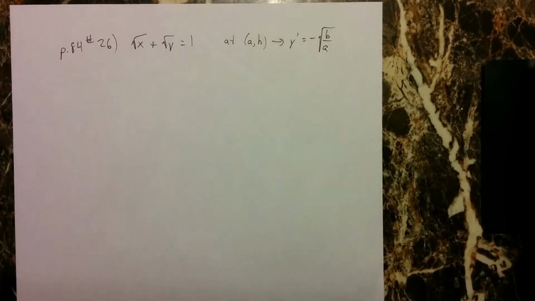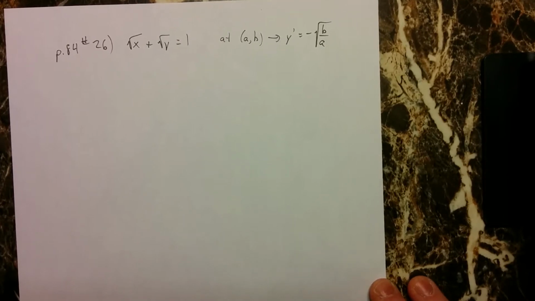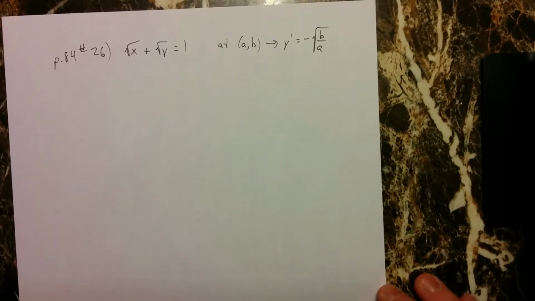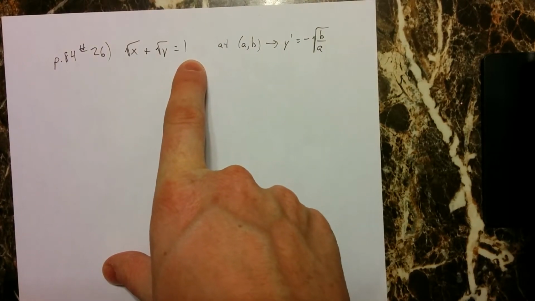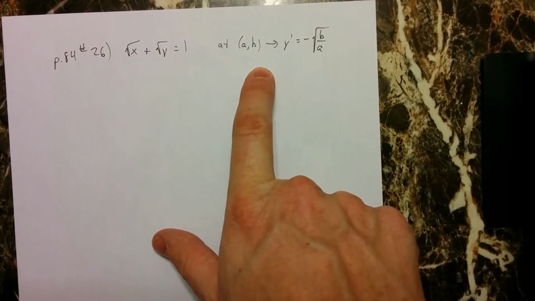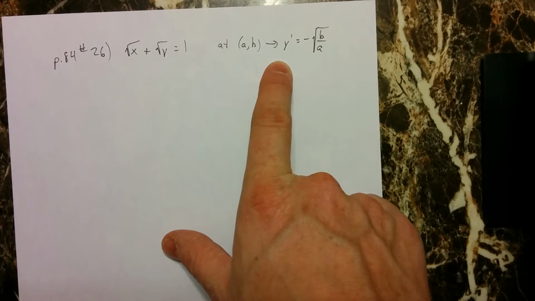Okay, so what we're going to do here is take a look at page 84, number 26, which reads, root x plus root y equals 1. Show that at (a, b), the slope of the tangent is negative root b over a.